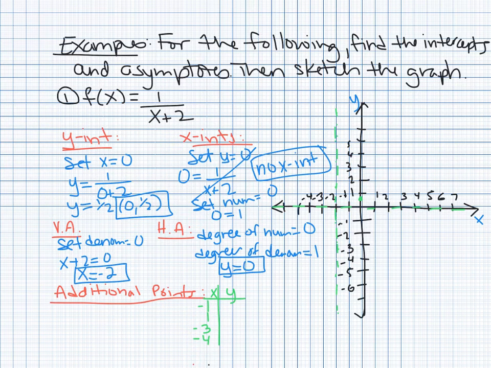What I'm going to do is plug them back in. I get 1 and 1/3 and -1 and -1/2. So now I can draw these points. I have a point at (-1, 1). That's going to be right there. I have a point at (1, 1/3). That one is kind of hard to draw, but it's going to be about there. I have a point at (-3, -1), and I have a point at (-4, -1/2).